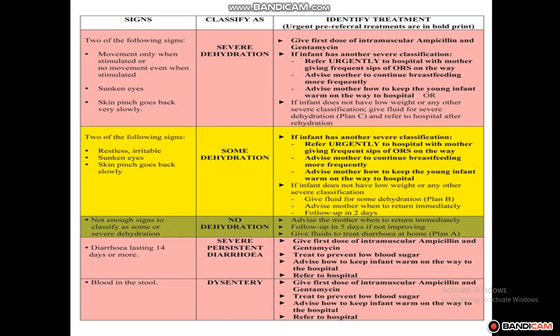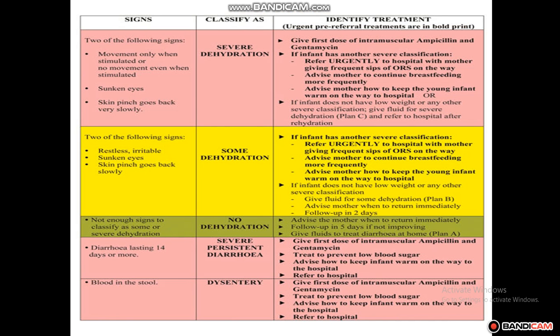checked on a regular basis. Then if there is some dehydration, the child may show restlessness, irritability, sunken eyes, and skin pinch going back very slowly. In that case, the child has to be taken to the hospital, provide ORS, advise the mother to breastfeed, give fluids and antibiotics, and ask them to give more fluids and follow up in 2 days. If there are no signs of dehydration, then that can be managed at home.